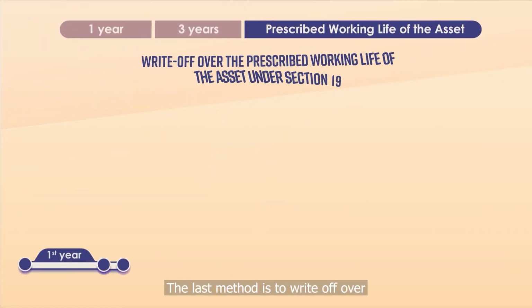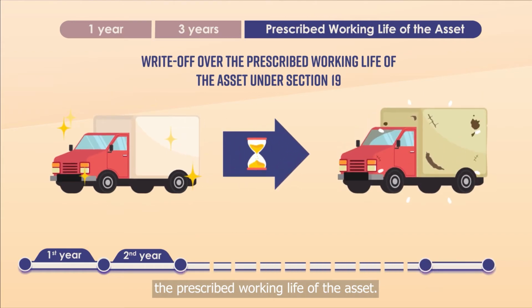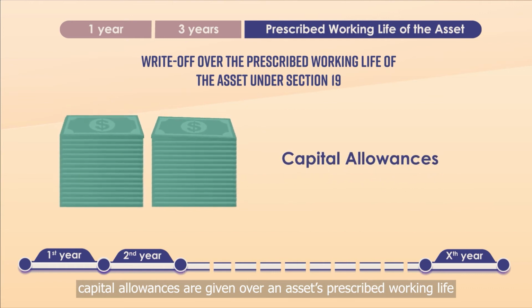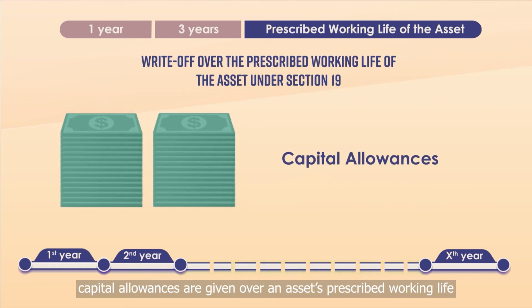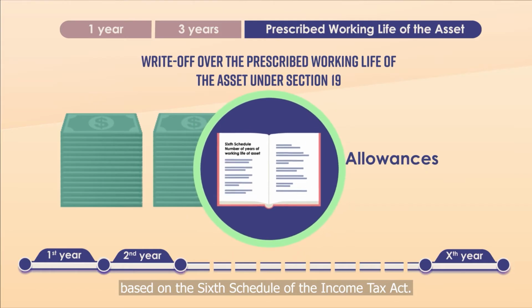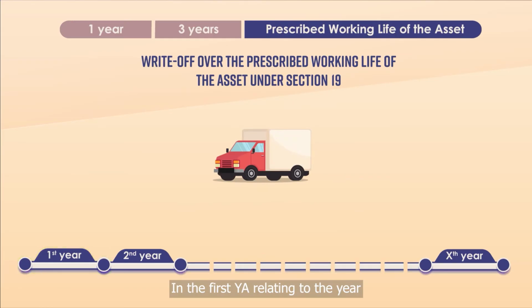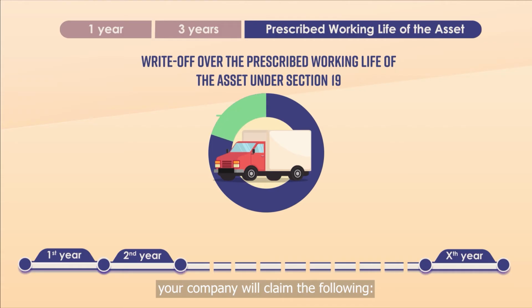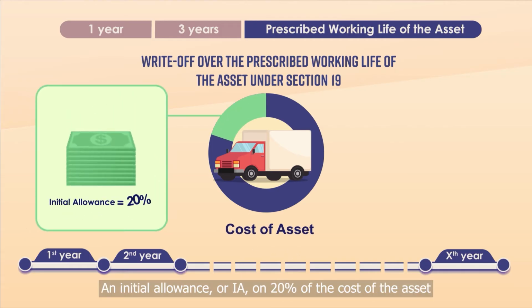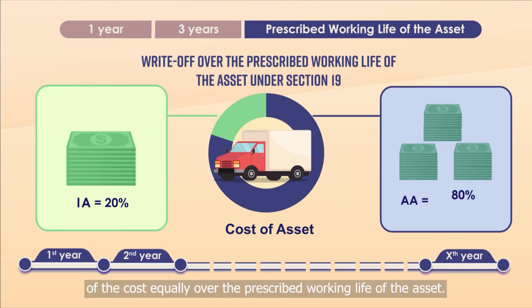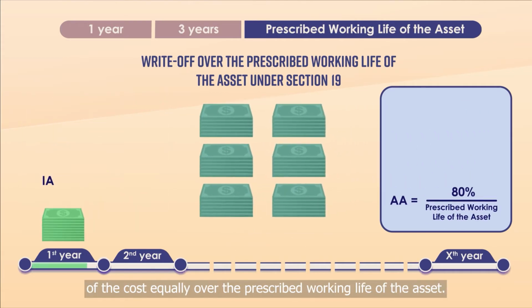The last method is to write off over the prescribed working life of the asset. Under this method, capital allowances are given over an asset's prescribed working life based on the 6th schedule of the Income Tax Act. In the first YA relating to the year in which the fixed asset is purchased, your company will claim the following: an initial allowance or IA on 20% of the cost of the asset and an annual allowance on the remaining 80% of the cost equally over the prescribed working life of the asset.